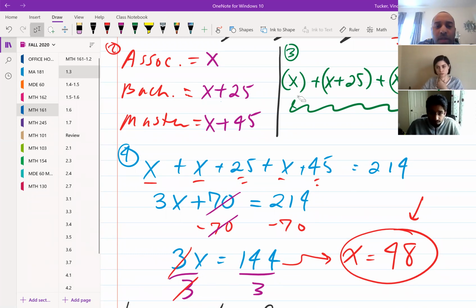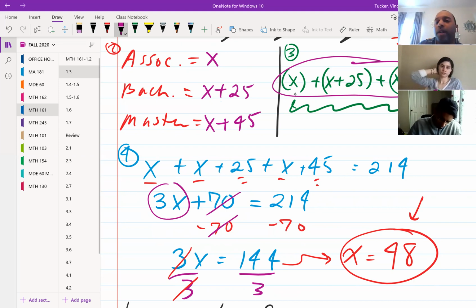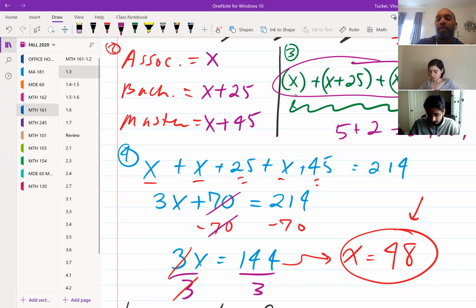Number order. So let me ask you this. When you say placement, are you talking about the placement of these? Placement of 3x. Yes. No, it doesn't matter, because addition is commutative. So 5 plus 2 and 2 plus 5 will still give you 7. So if you're talking about when it comes to adding, no, that doesn't matter.